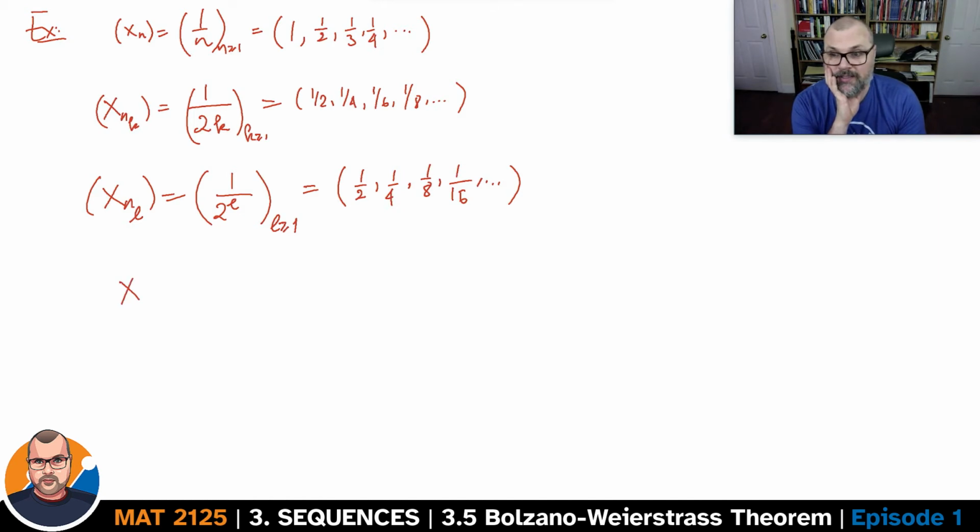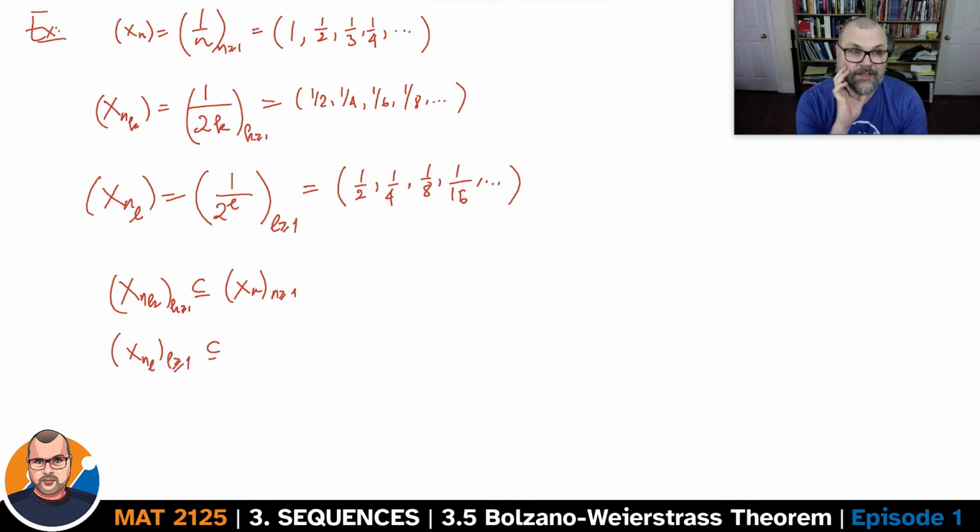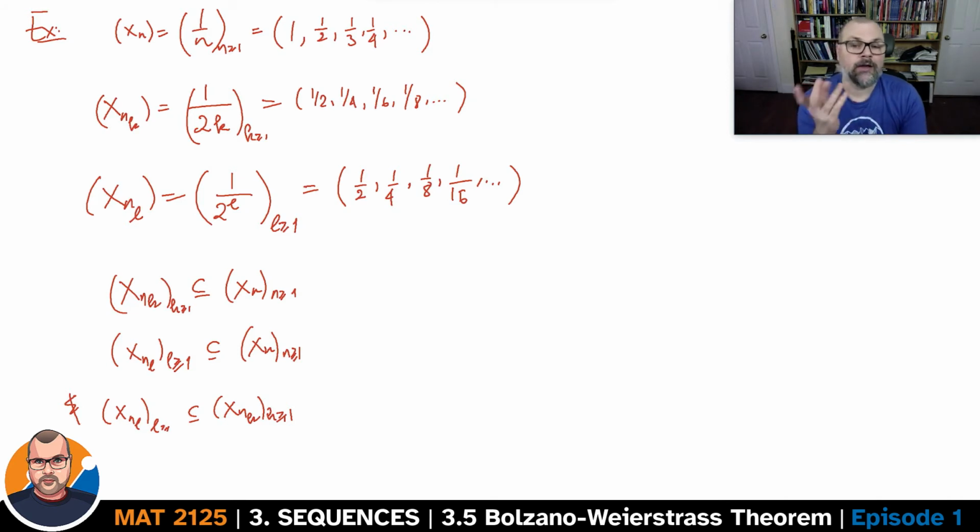You would write x_{n_k}, k from 1 to infinity, is a subsequence of x_n. You would write that the sequence x_{n_l}, where l goes from 1 to infinity, is a subsequence of x_n as well. But at the same time, x_{n_l} is a subsequence of x_{n_k}, because you can actually extract x_{n_l} from x_{n_k} by just picking the denominators that are powers of 2.